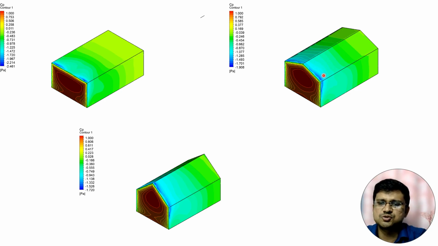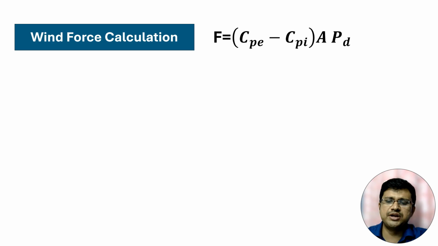If we do not consider this local coefficient, and if we design all this pitch roof with one value of average pressure coefficient, then in this particular zone there can be some failure. So in the local portion we have to design separately, and in other portions we have to design separately, considering the average value. Now wind force can be calculated by using this equation.